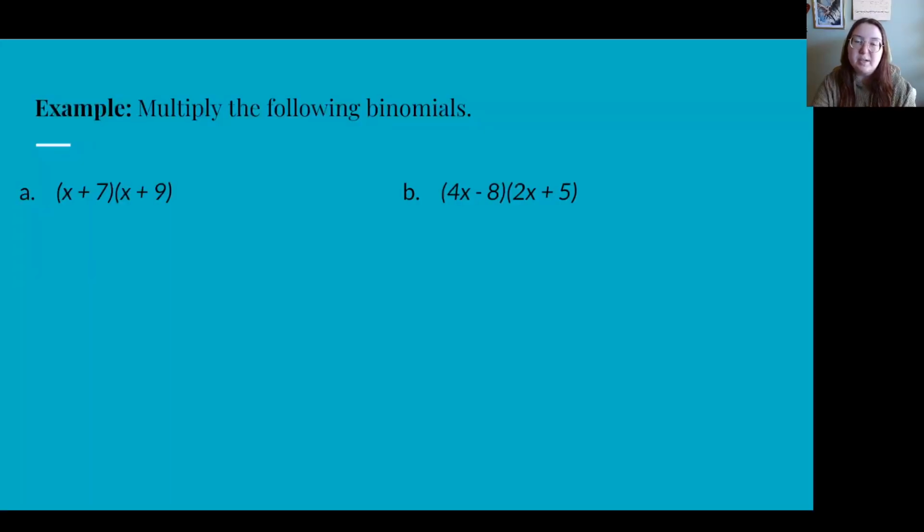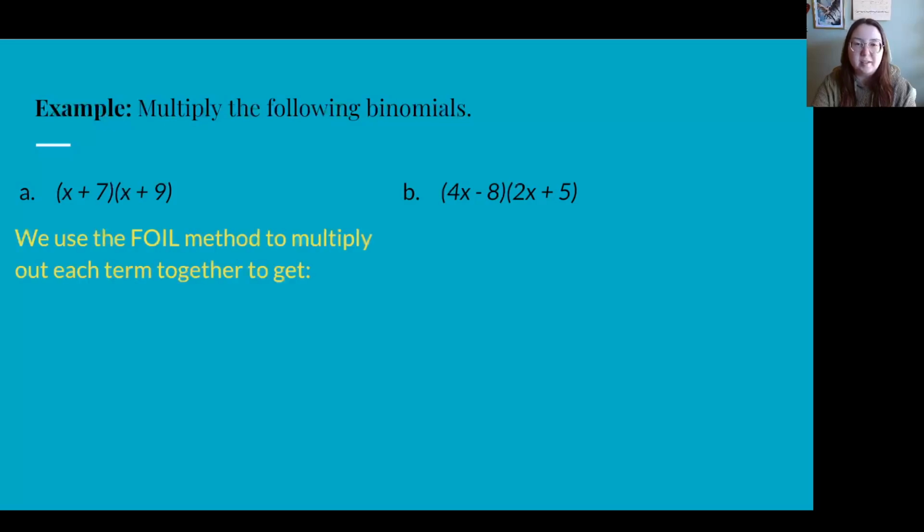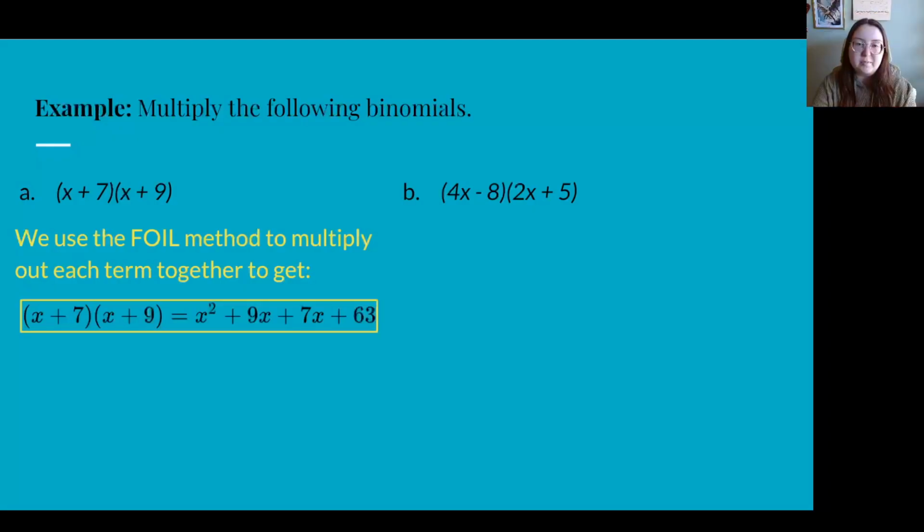So we're going to multiply the following binomials using the FOIL method. For part a, we have x plus 7 times x plus 9. We use the FOIL method to multiply out each term together. So we multiply the first terms, then the outer terms, then the inner terms, and then the last terms. So we have x plus 7 times x plus 9.